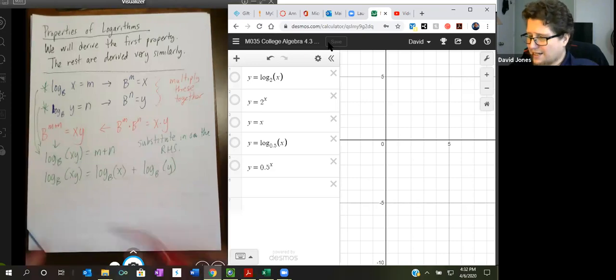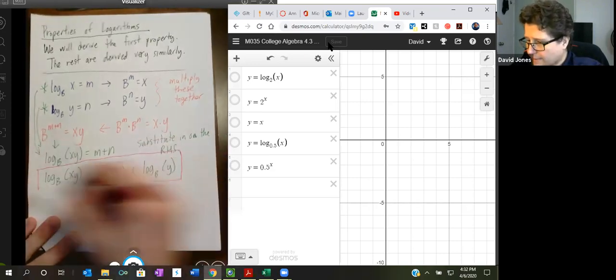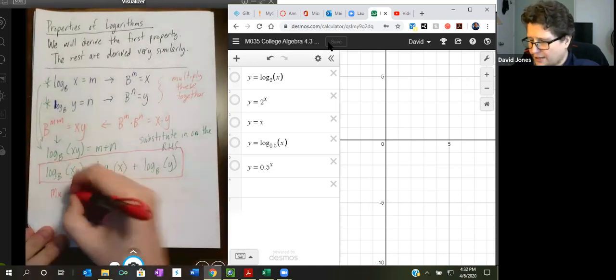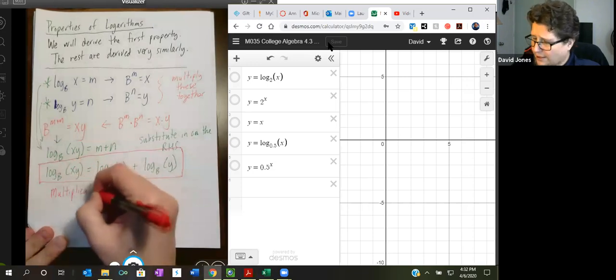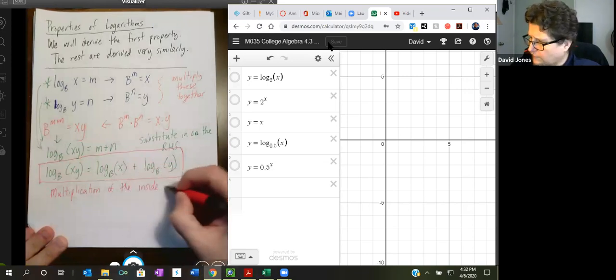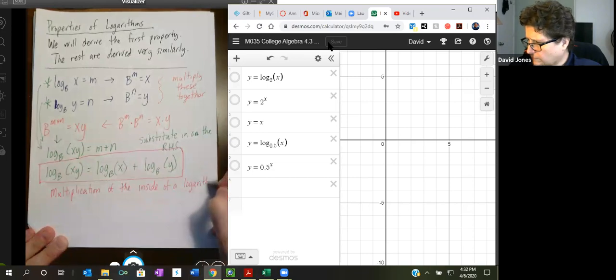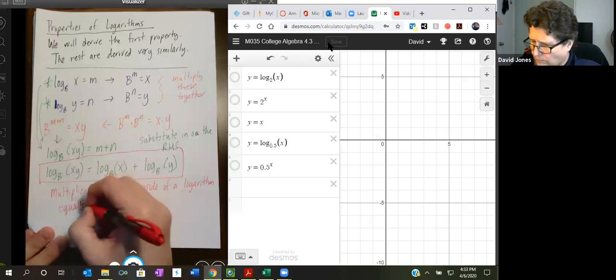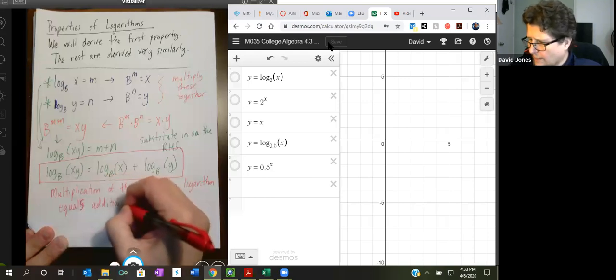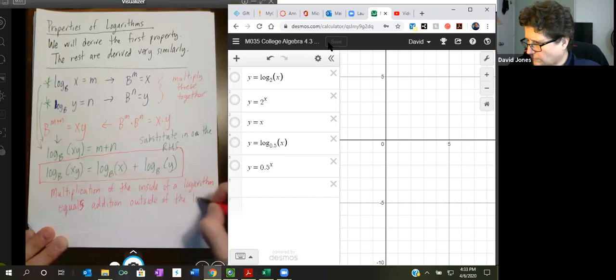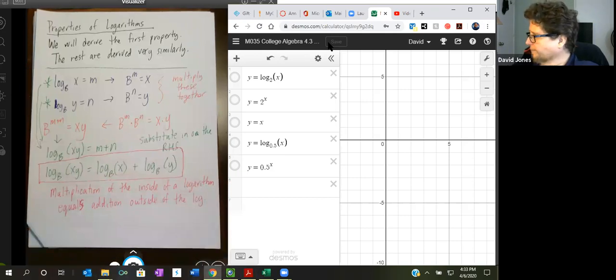This is one of the rules. It's one of the properties. And one way to think of it is multiplication on the inside of a log equals addition outside the log. So that's how we derive them.